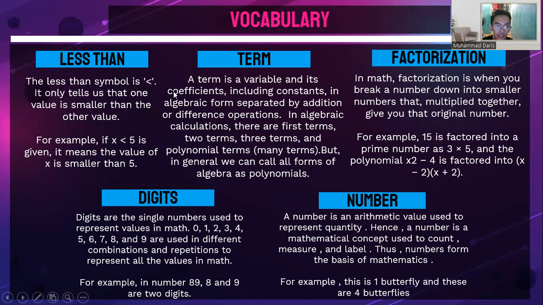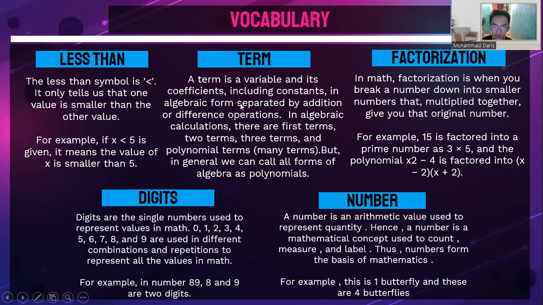Okay, sixth, less than. The less than symbol is like this. It only tells us that one value is smaller than the other value. For example, if x is less than 5, it means the value of x is smaller than 5. x less than 5. Okay.